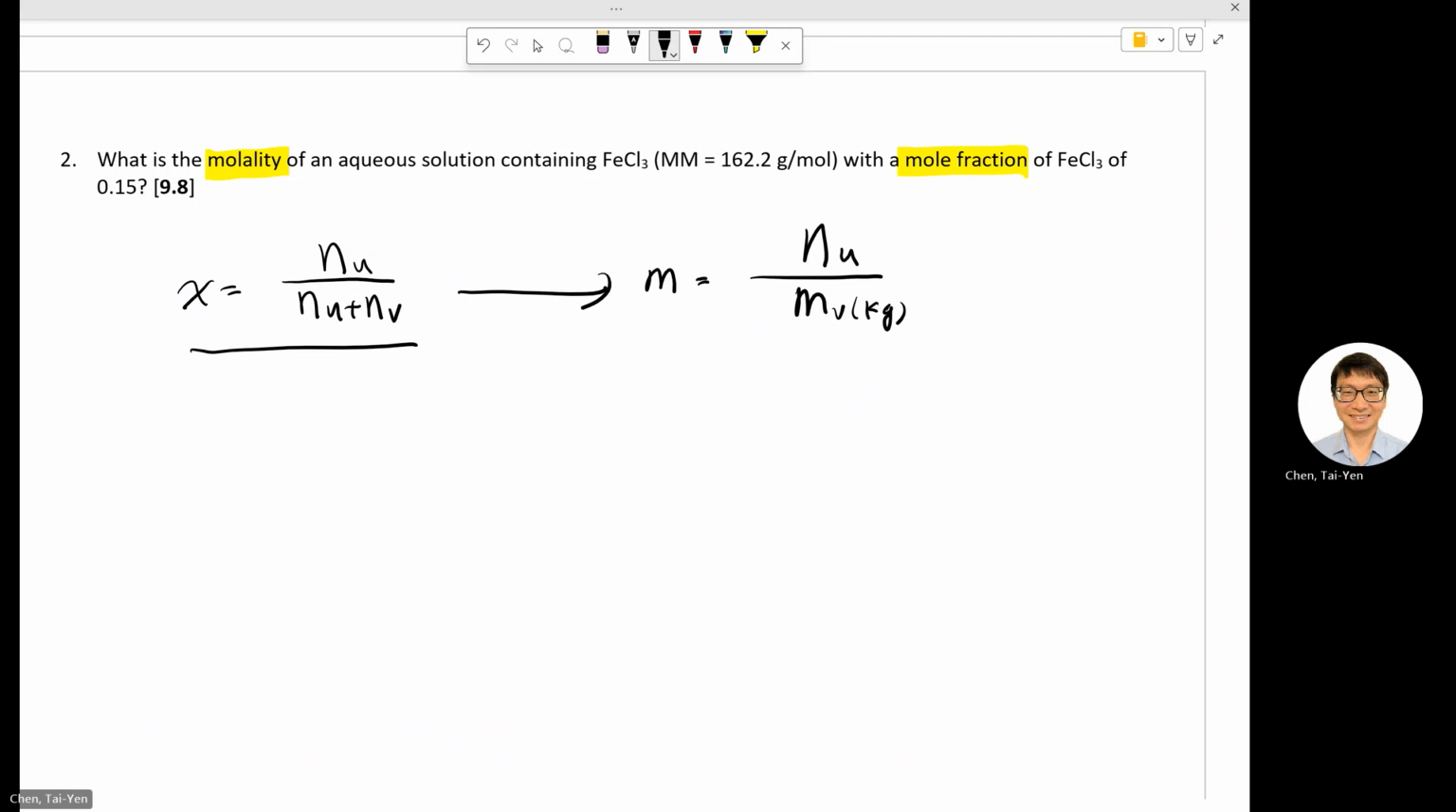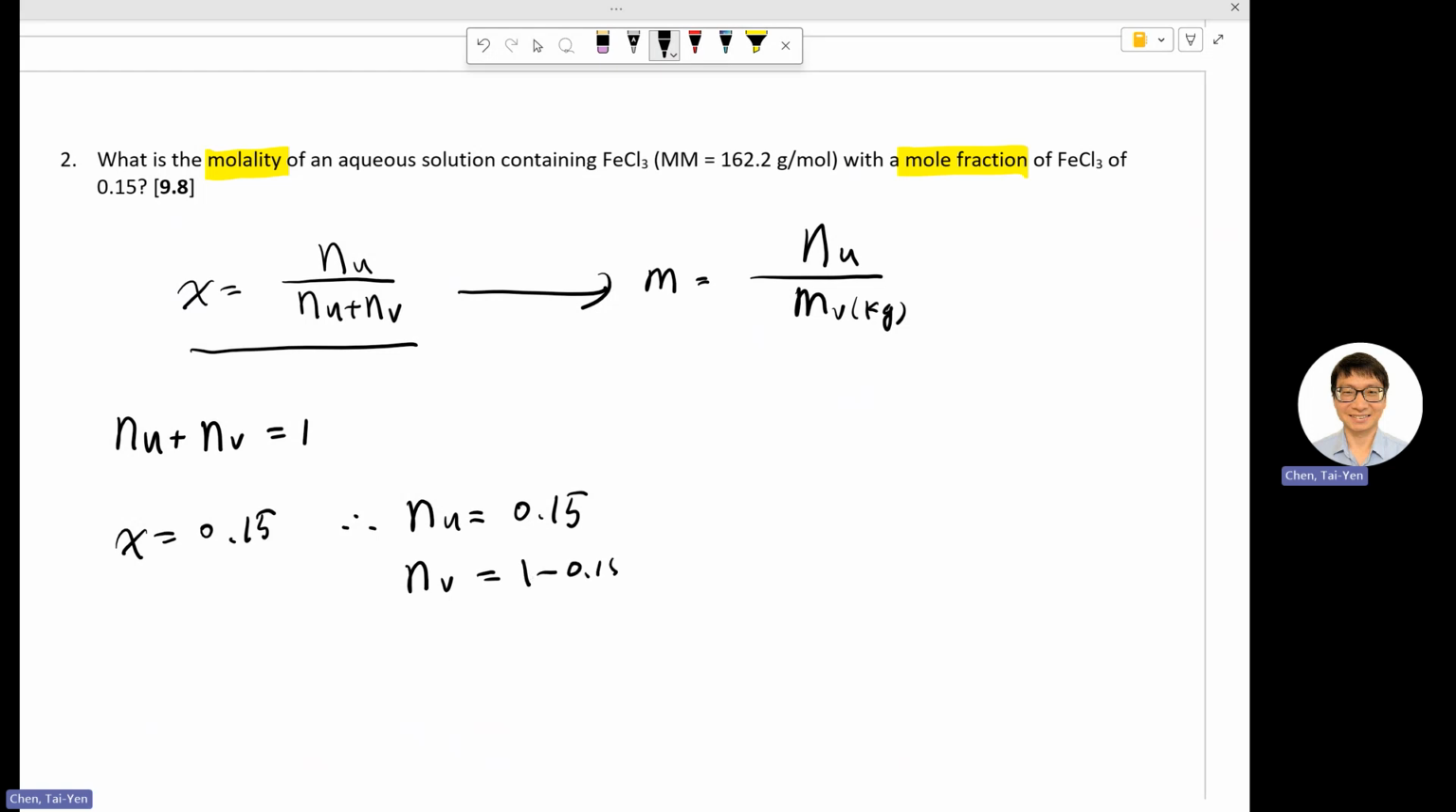Because you know the mole fraction is 0.15, therefore the number of mole of your solute equals 0.15. The number of mole of your solvent equals 1 minus 0.15, which equals 0.85, right? Any question for this step? No? Okay. I have a question for you though.